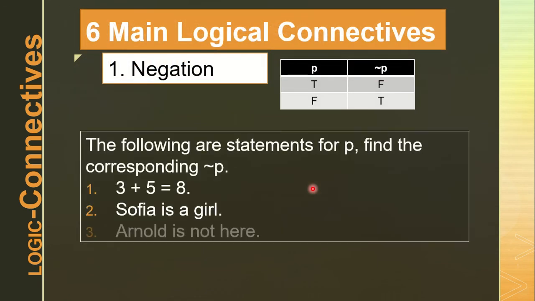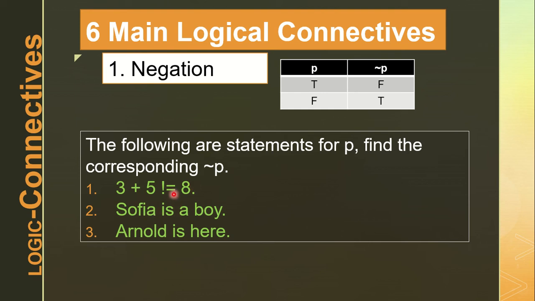For example, if we have these statements, we need to determine the negations. 3 plus 5 is equal to 8. Sophia is a girl. And Arnold is not here. How do we get the negations of these? We have here: 3 plus 5 is not equal to 8. This is how we represent not equal to 8. Then Sophia is a boy, since the opposite of a girl is a boy, or we can just state it as Sophia is not a girl. Especially today, when people are arguing that there is more than one sex or gender.